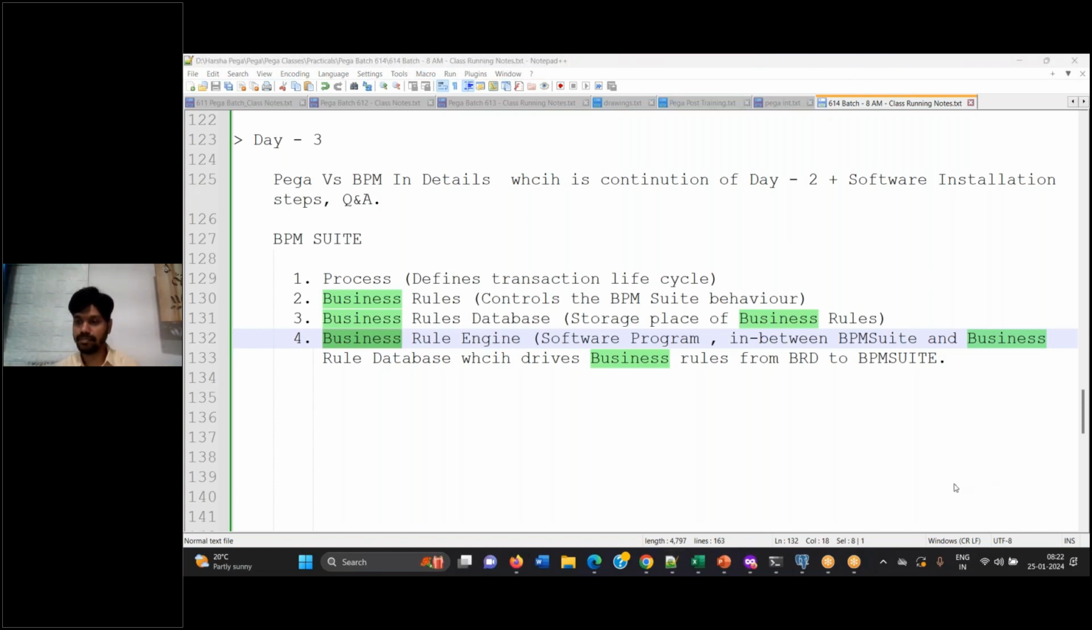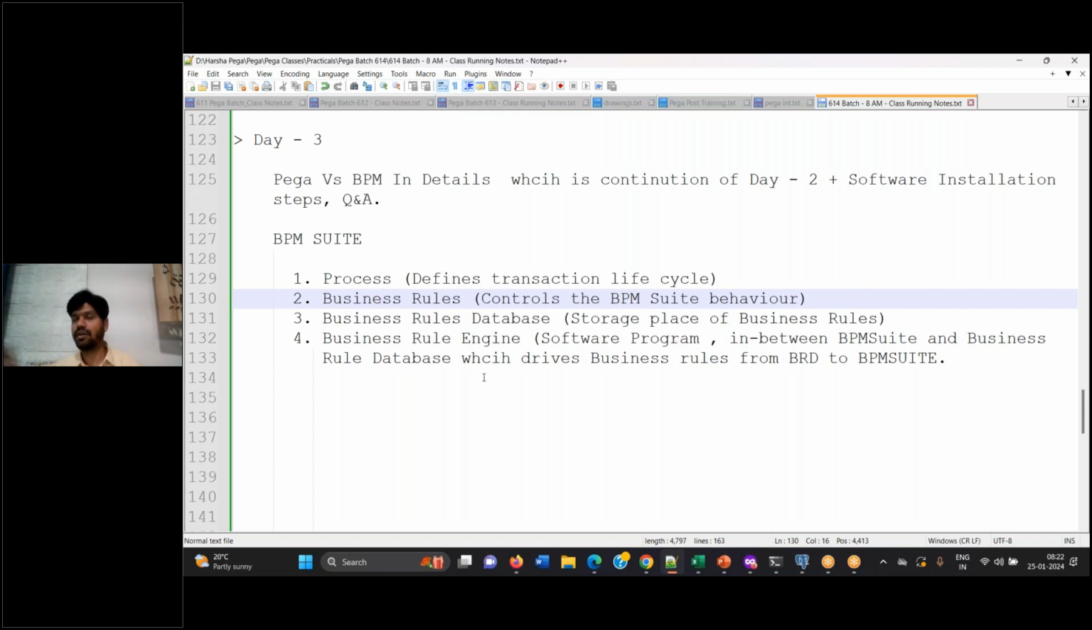BPM system. Okay. So what is the difference between process and business rule? Rule controls the processing. Process defines the processing. How processing? First step, second step, third step. This will be defined by process. These steps, actions will be controlled by rule.